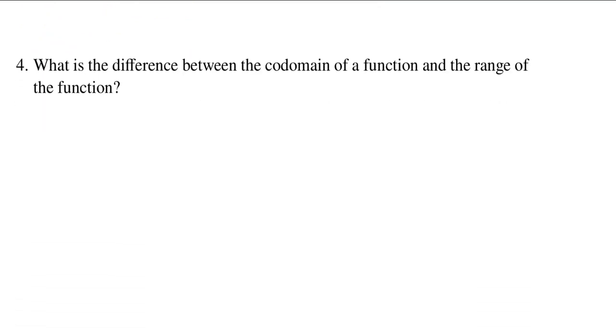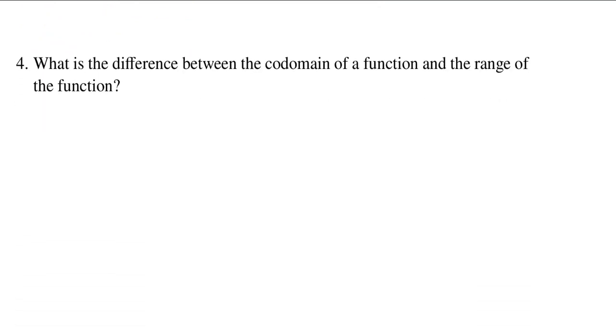Problem 4 asks, what is the difference between the codomain of a function and the range of a function? Okay, so this gives people fits sometimes. So let's say I have a function f with domain S and codomain T. Okay, so S here would be the domain, T would be the codomain. Okay, the codomain is a set which contains all of the possible values of f.